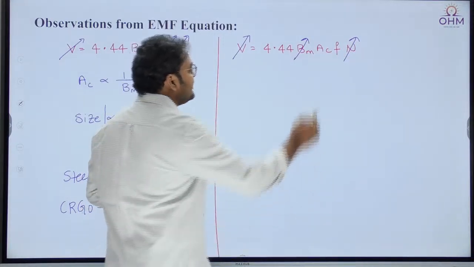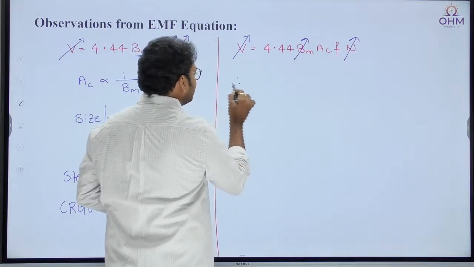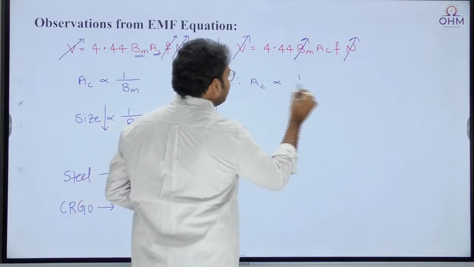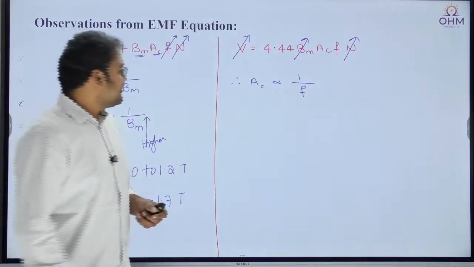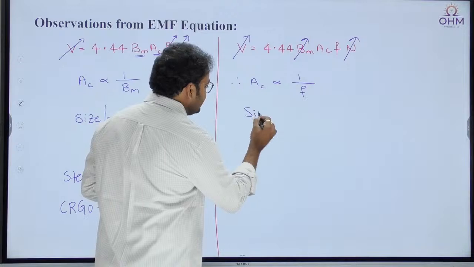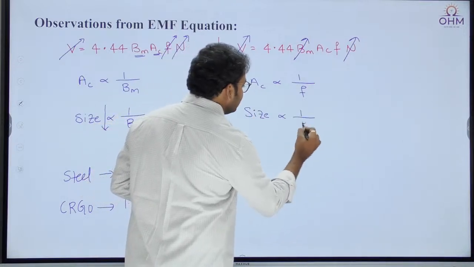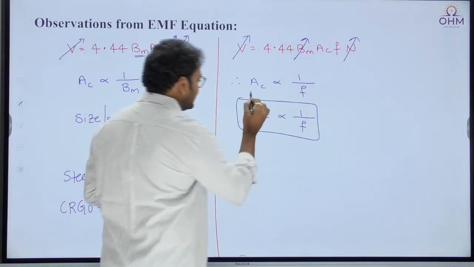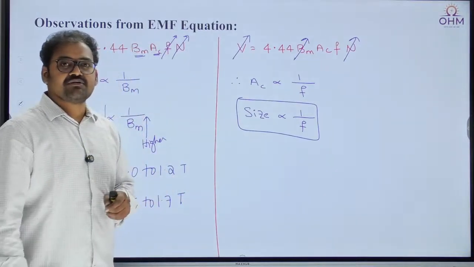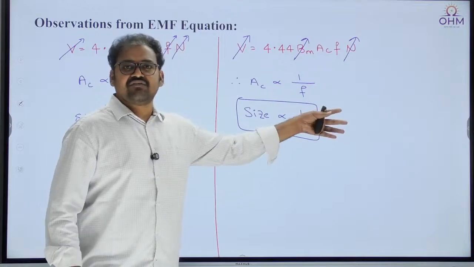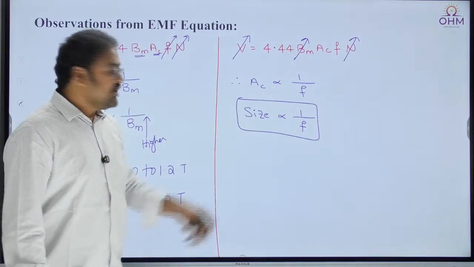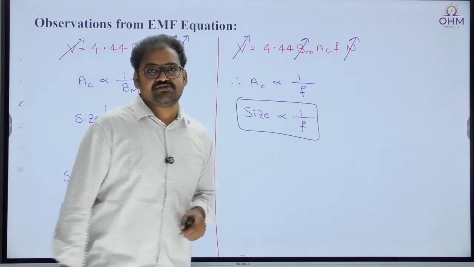Then what is the relation between area and frequency? Therefore, cross-sectional area is inversely proportional to frequency. We know the cross-sectional area of the core will definitely decide the size of the transformer. So size is inversely proportional to frequency. So from this equation, I can say the transformer which is to be operated at higher frequency will have a lower size. Lower frequency will have higher size.